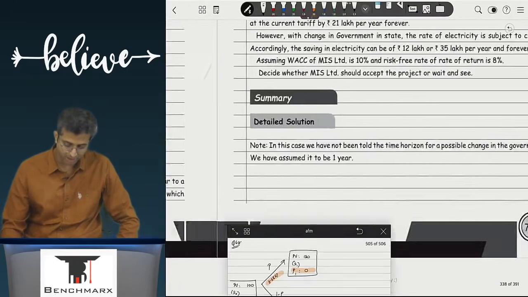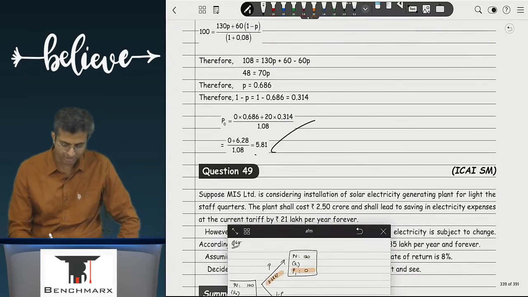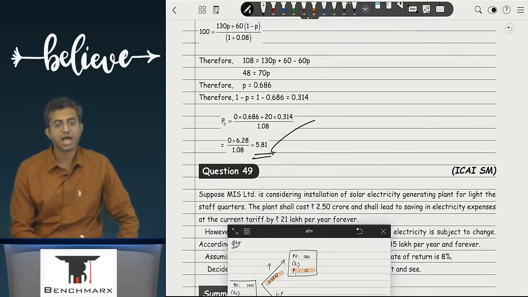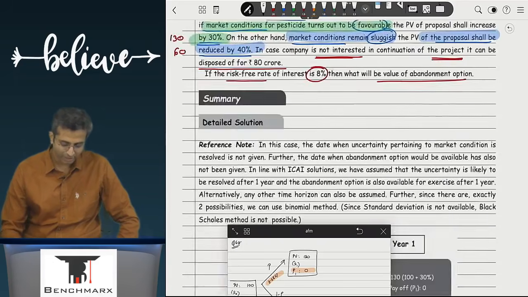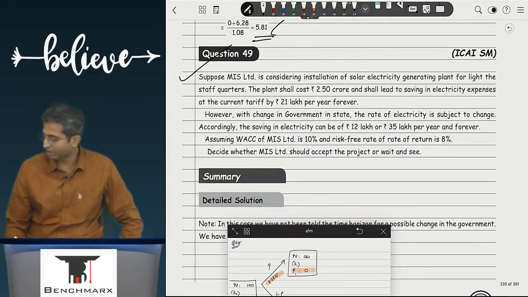So if you do this entire working, there are a couple of reference notes given. This is 5.81 or 82. Maybe that is the value of the option. Straightforward. It sounds difficult, but it is not as difficult. Yes, okay. Next we'll go to question number 49.